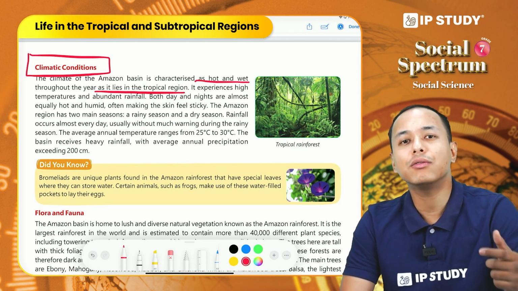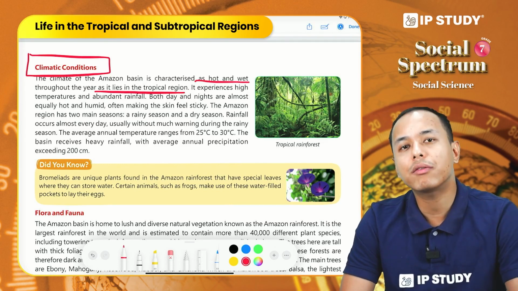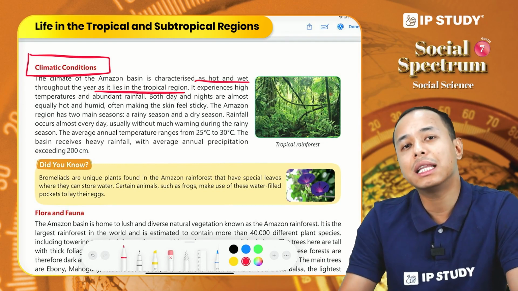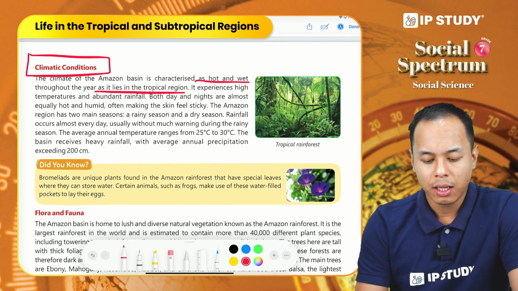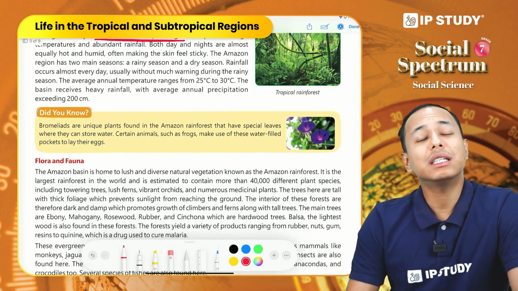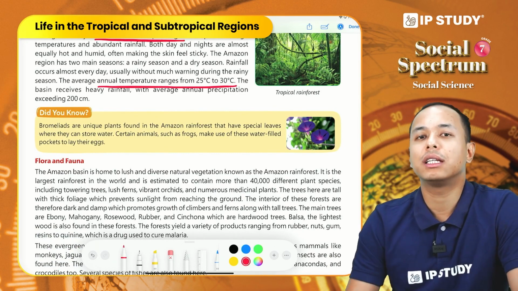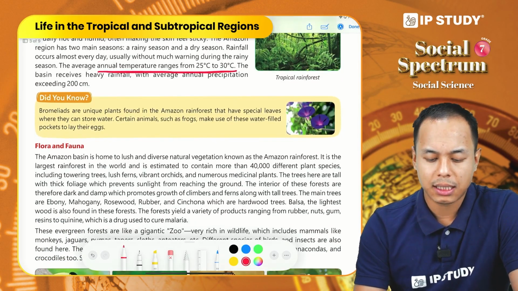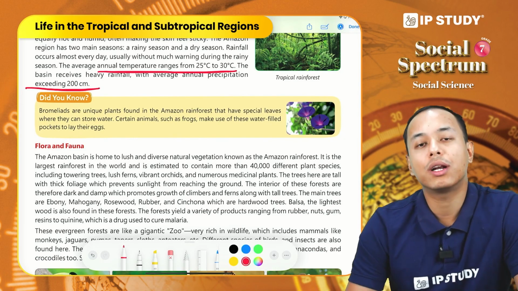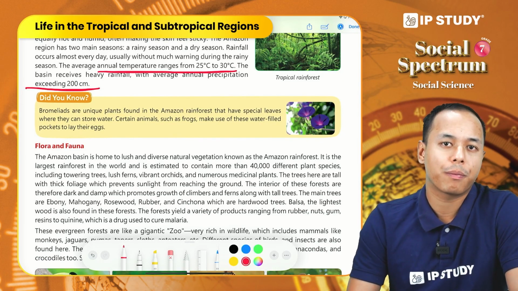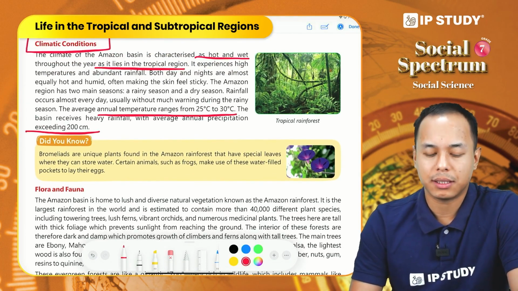And by dry season, we do not mean there will be no rainfall. There will be rainfall, but the amount of rainfall it receives will be lower than the amount of rainfall it receives during the wet season. So when we talk about the temperature of the Amazon basin, it ranges between 25 degrees Celsius to 30 degrees Celsius, and the average annual rainfall is 200 centimeter or more. So this is the climatic condition of the Amazon River basin.